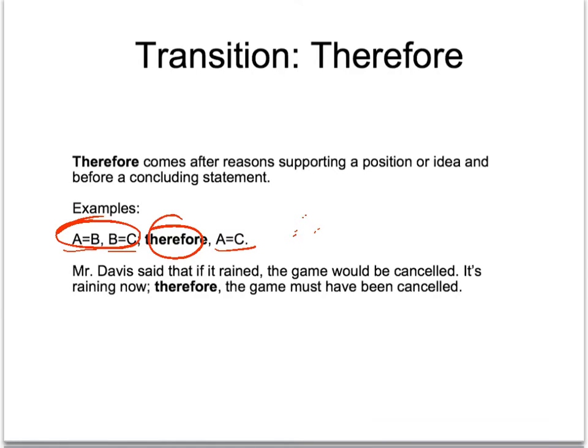Another example. Mr. Davis said that if it rained, the game would be canceled. It's raining now, therefore, the game must have been canceled. So we've got our conditions. He said that if it rains, it's canceled. It's raining, therefore, the game must be canceled.